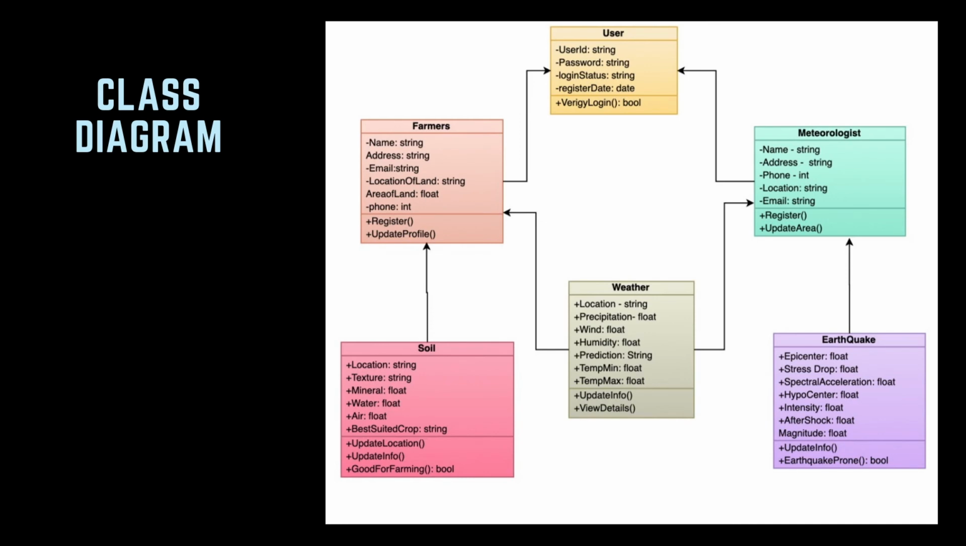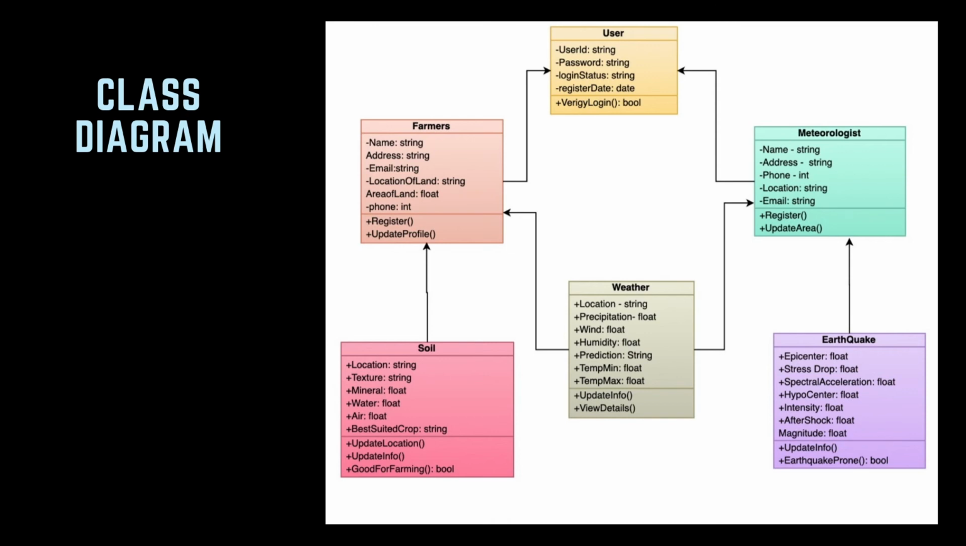Now the question comes, why do we need a class diagram? The class diagram is used for the analysis and design of the static view of an application. It is used to describe responsibilities of a system, and it is the base for component and deployment diagrams.